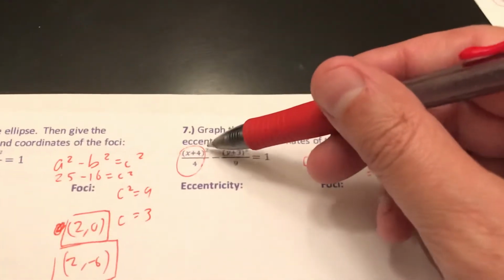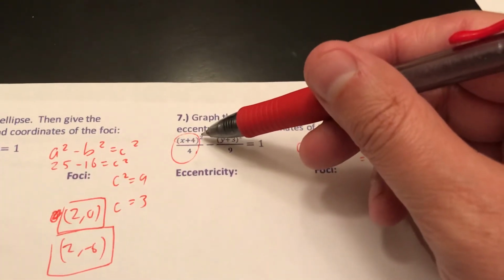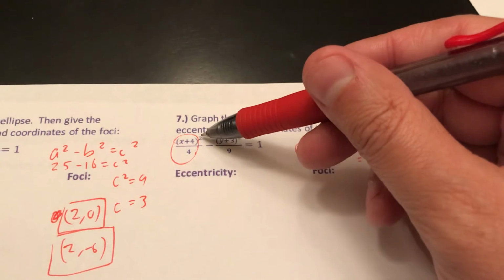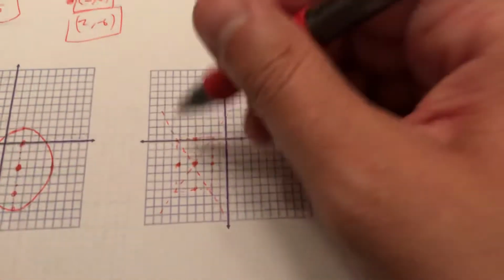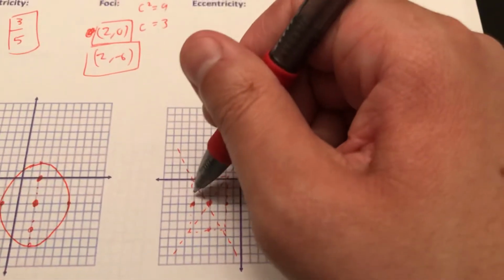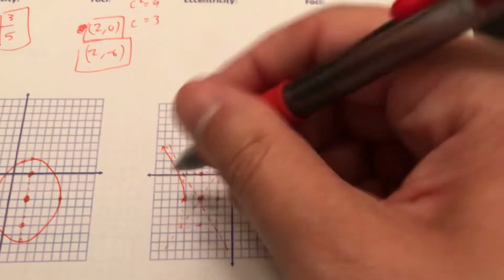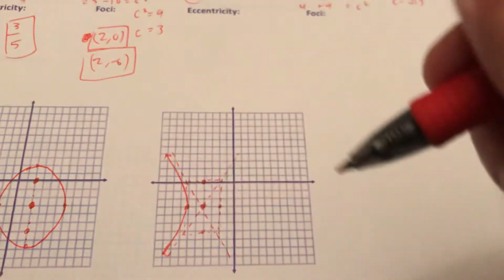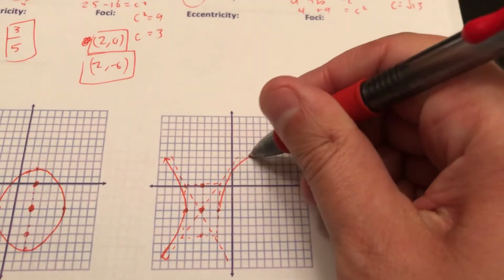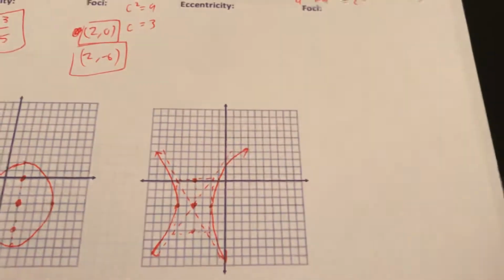Remember, if it's a positive x squared term, it's going to be a horizontal graph. If it's a positive y squared term, you're going to have a vertical graph. So my vertex is going to be right here and kind of go like this, and like that. It's going to follow those lines, and then the same thing over on the other side. So my hyperbola would look something kind of like that.